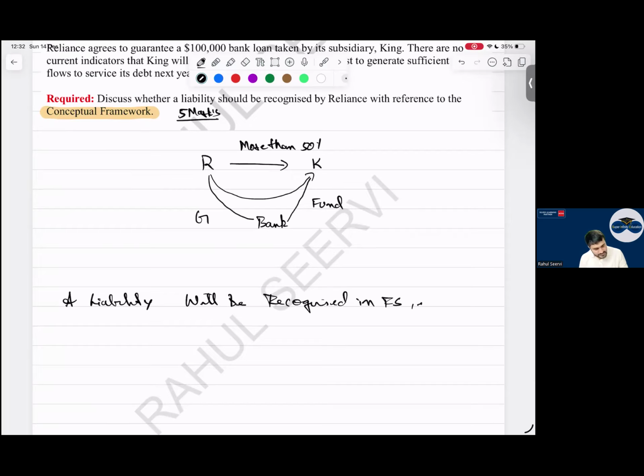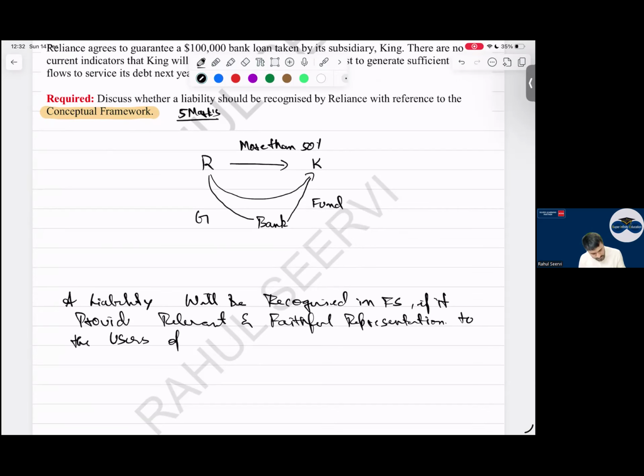Will be recognized in financial statements if it provides relevant and faithful representation to the users of the financial statements. Yes or no? Yes, sir. This will give you what? 1 mark. You will get 1 mark for writing this.